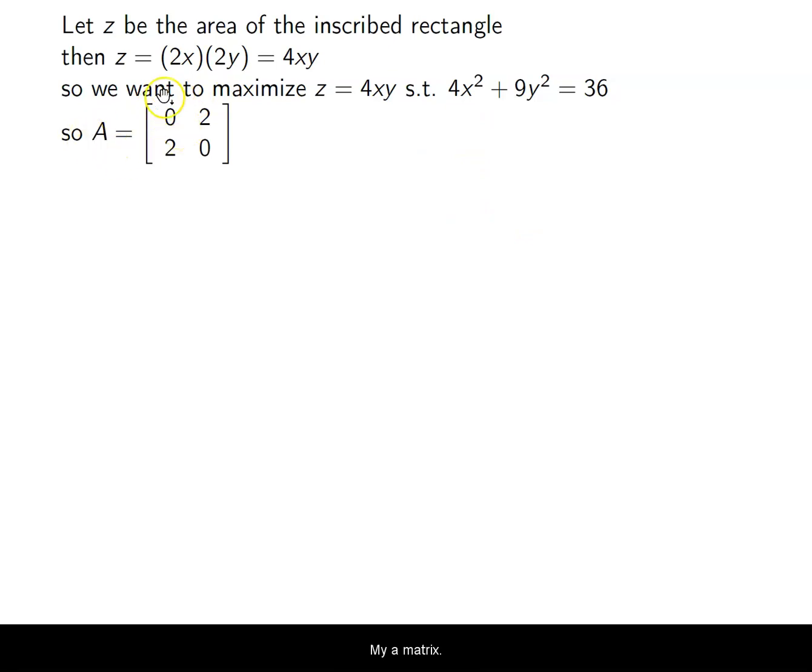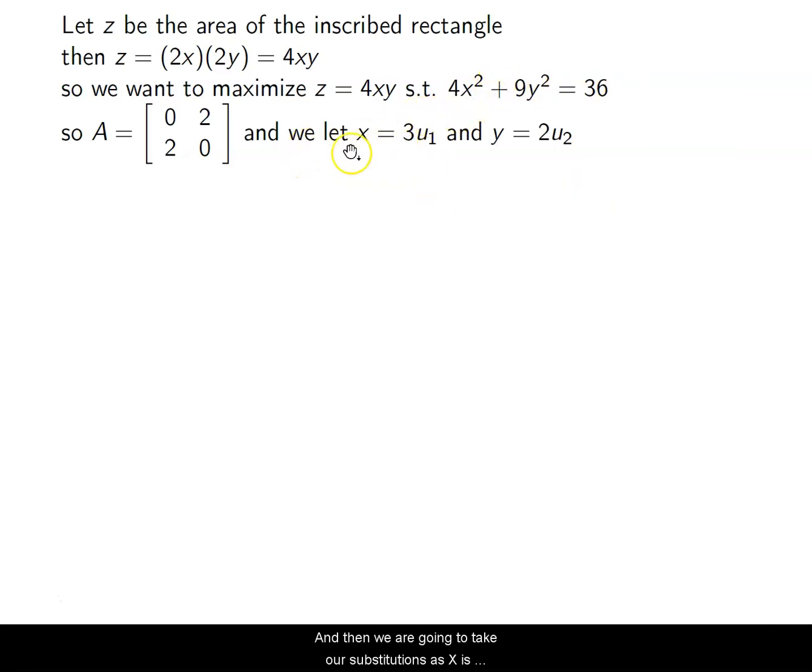Okay, my A matrix has no square terms, so it is just the, if this was x1 and x2, it'd be easier to say it's the 1 and 2 terms, so a1,2 and a2,1. Those are split for the coefficient here. And then we are going to take our substitutions as x is 3u1 and y is 2u2. You might notice the pattern here. But again, in order to find this, I divide everything by 36, okay? This turns into 1 over 9. This turns into 1 over 4 when I do that.